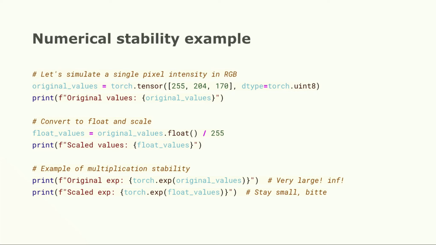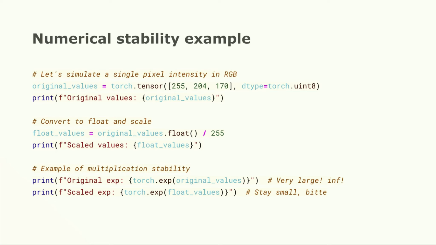So this slide demonstrates why we scale pixel values for numerical stability. We saw the key steps of creating a tensor with RGB values in the range of 0 to 255, converting it to float and scaling it to the range of 0 to 1. And we compare the exponential operations on raw versus scaled values. The example reveals that the raw values will overflow when we run them on 255, 204, and 170, but that the scaled values will produce stable results. The division by 255 normalizes the pixel intensities.